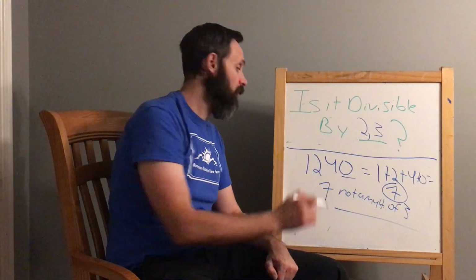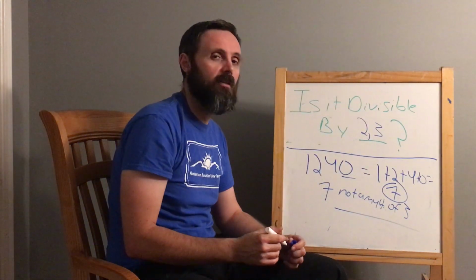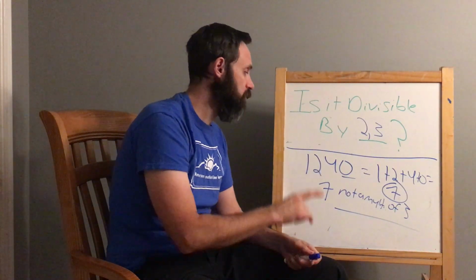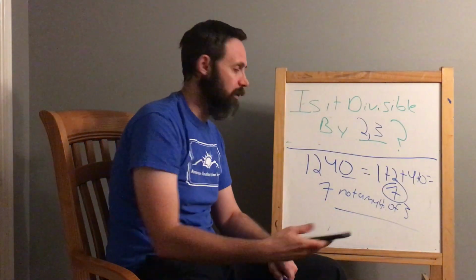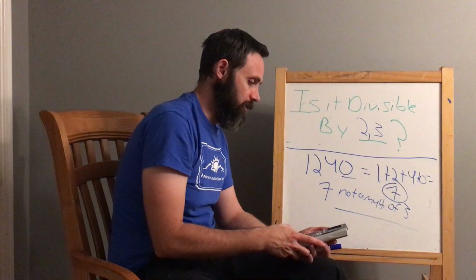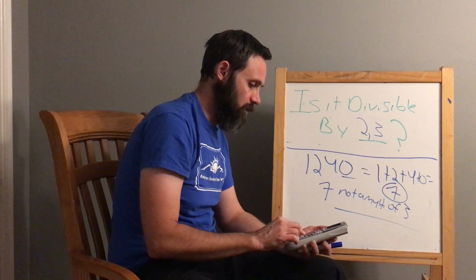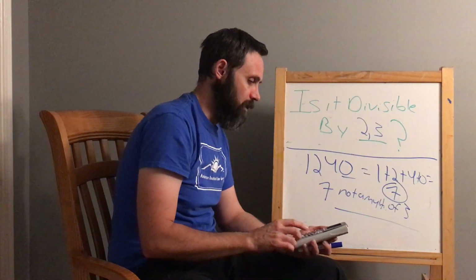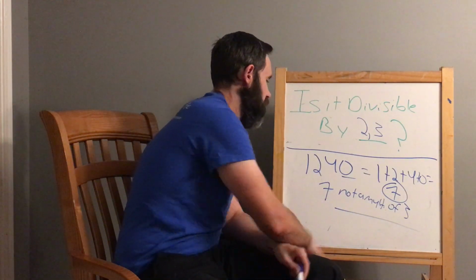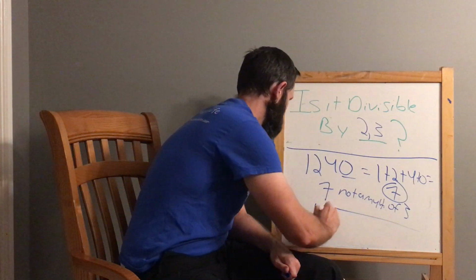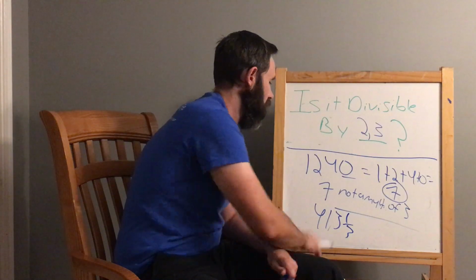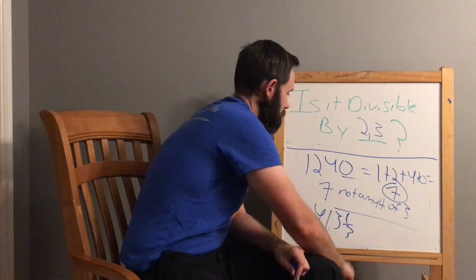So, when you add up all the digits, if the sum is not divisible by 3, then you know the number is not a multiple of 3. So I'll prove it to you here. If we take this number, 1240, and we divide by 3, we get something like 413.333, which is 413 and 1/3, right? So there you go.